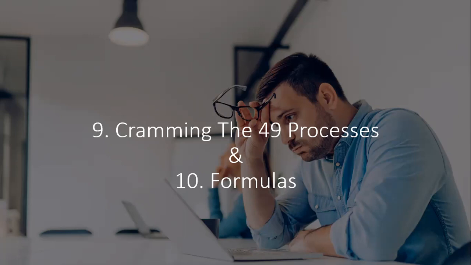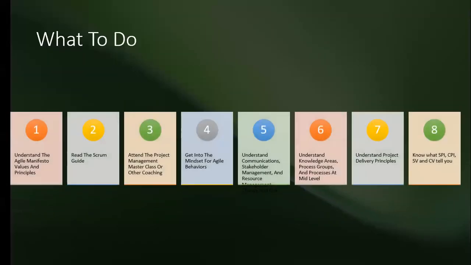Someone says, but Phil, what should we do? Do these things. Number 1, understand the Agile Manifesto, values and principles. Number 2, read the Scrum Guide. Number 3, attend the Project Management Masterclass or other coaching where we equip you to do number 4, getting into the mindset for agile behaviors. Number 5, understand communications management, stakeholder management, resource management, change and risk. Number 6, understand the knowledge areas, process groups, and processes at a mid-level, not going down all the way to the bottom and going crazy to cram them. Don't do that. The payoff is low.